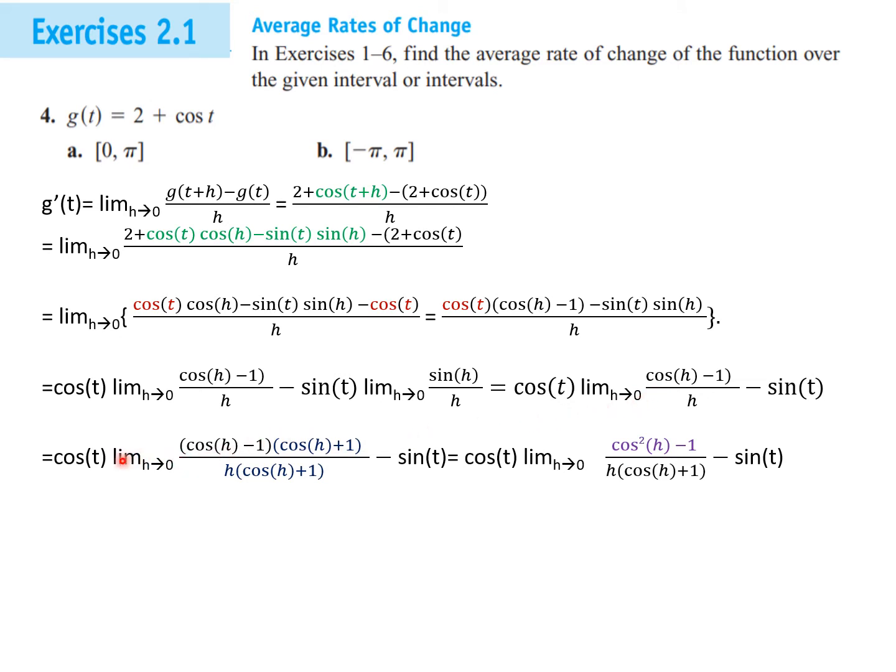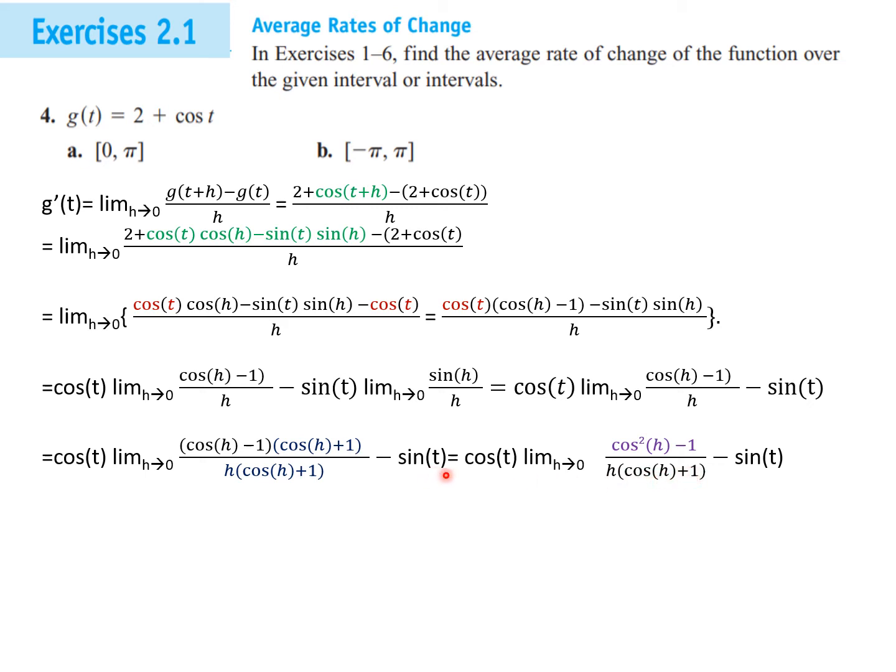What we'll do is we'll multiply the numerator, cosine h minus 1, by cosine h plus 1, and we multiply its denominator by cosine h plus 1. So this is cosine h plus 1 multiplied by the numerator, and cosine h plus 1 multiplied by the denominator, which is h. Now, the multiplication of the numerator will result in cosine square h minus 1. Multiplication of the denominator will result in h multiplied by cosine h plus 1.